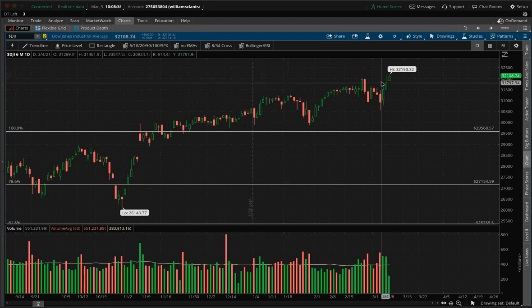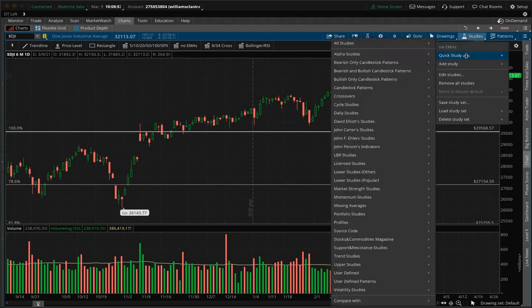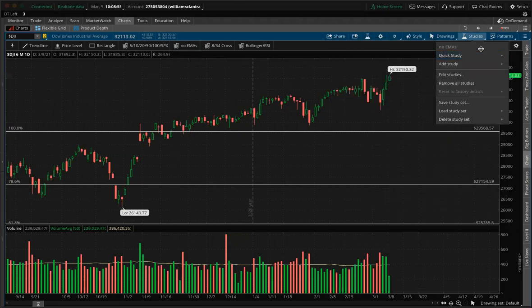So again, we have the Dow Jones here, and with ThinkorSwim, we can go to our studies tool. There's two sections, there's studies here and studies here. We can go to our studies tool and add quick studies, or add different studies, such a large list of different studies that are on ThinkorSwim. Or we can edit the existing study and just add stuff to it.